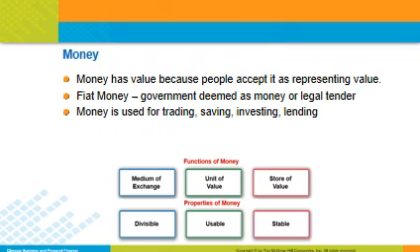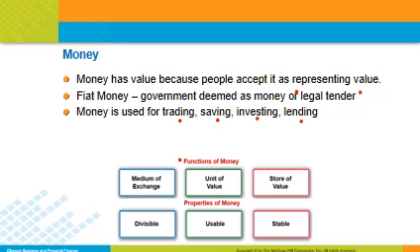So money has value because people accept it as representing value. Fiat money is the money that you carry around in your pocket, okay? The dollar bills, the 1, the 5, the 10, the 20, 50, and the $100 bill, and all that change that you have, from pennies to quarters to half dollars and dollars. They're what the government deems as money, or they call it legal tender, all right? Money is used for trading, saving, investing, and lending.